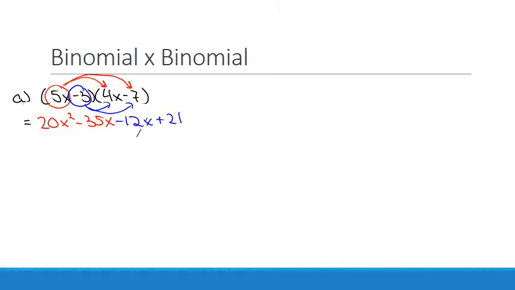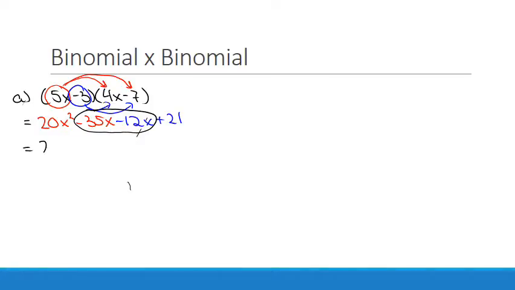Now you'll notice here, what color should I use? I'll use black. That we have some like terms right here. What do I mean by like terms? Terms with the same variables with the same exponents. So it's x to the first power in both cases. When you have like terms, you combine them. So you pay attention to whatever the signs say and you put them together.